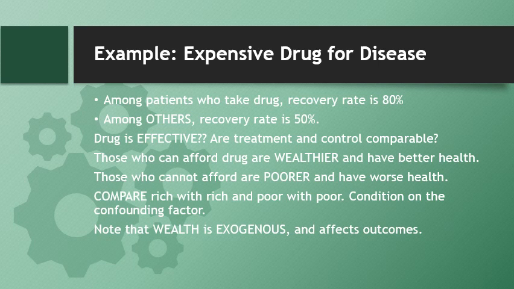So in this case, again, wealth is an exogenous factor, and it does have an effect on the outcomes. Because of this, the treatment and control are not comparable, and so either we should compare wealthy with wealthy or poor with poor. Wealth is a confounding factor here.